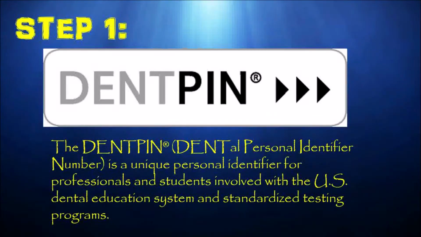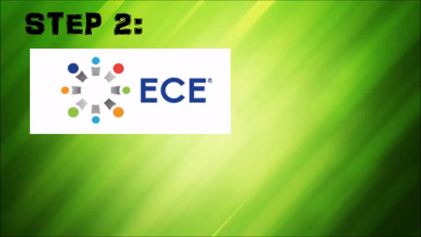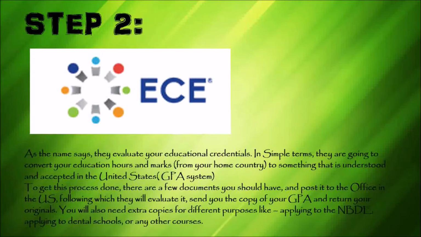The second step would be ECE. The ECE is basically the Educational Credential Evaluators. So what they do in simple terms is that they convert your education hours and your marks from your home country to the GPA system, which is what is required in the USA. To do this process, they will ask you for some of your documents, the original copies, and you post it to their office. They evaluate, they calculate your ECE and GPA score, and they return all of your documents.